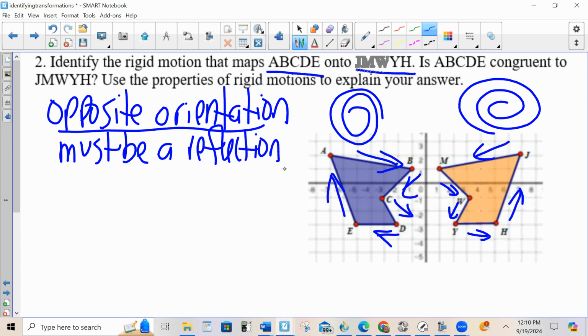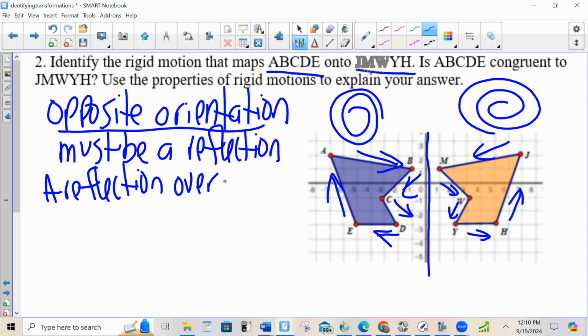A line reflection. So now you have to look for the reflection. If you can't see it, you could always count between it. But in this case, that's your line of reflection right there, the y-axis. So it's a reflection over the y-axis.